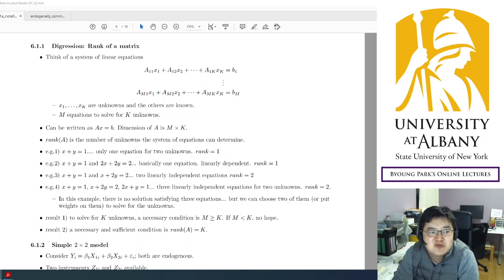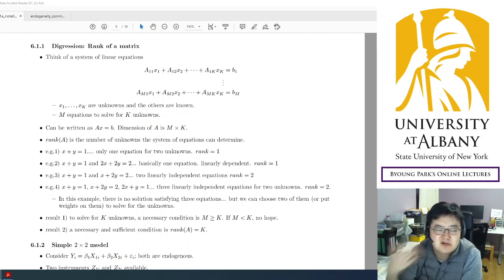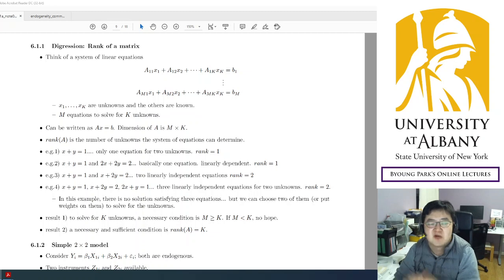So I assume that you have heard about rank, linear independence, things like this, but I would like to give you more working knowledge of what a rank of a matrix is. So maybe you may remember the definition of a rank, but it is really hard to get practical working knowledge of what the rank actually means. So let me try to explain what it is.